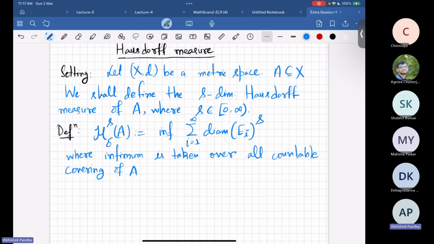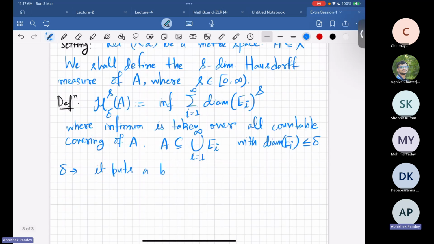Okay, that is basically A is a subset of the union over i equals 1 to infinity. So what is the role of delta? We are not just taking an arbitrary covering; the diameter should always be less than or equal to delta for every i. So what delta does is that it puts a bound on how big the covering set can be.